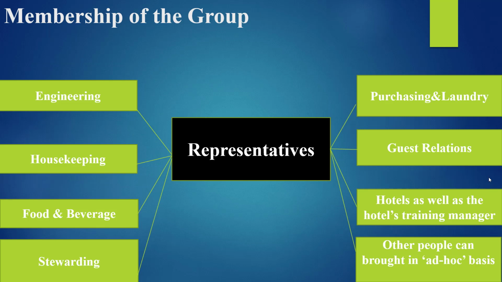Membership of the group. The environmental working group should include a representative from each of your key departments like engineering, housekeeping, food and beverage, stewarding, purchasing, laundry and guest relations, as well as the hotel's training manager, if you have one, or the person who is responsible for induction and training. Other people can be brought in on an ad hoc basis as required.